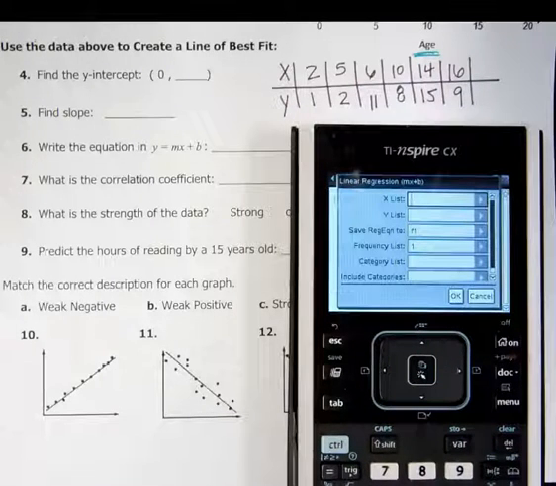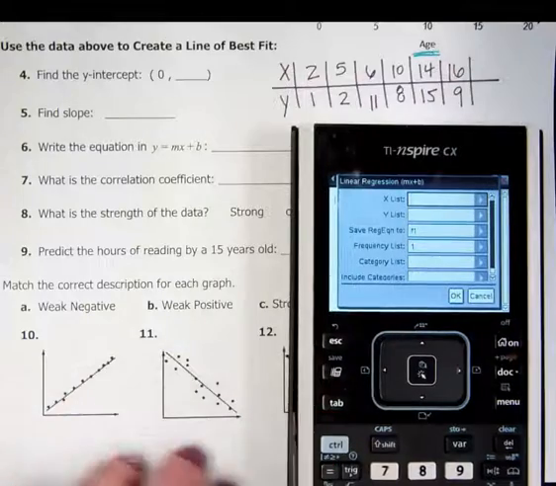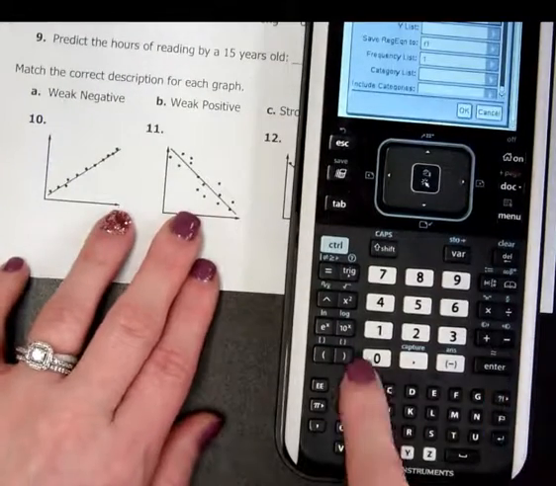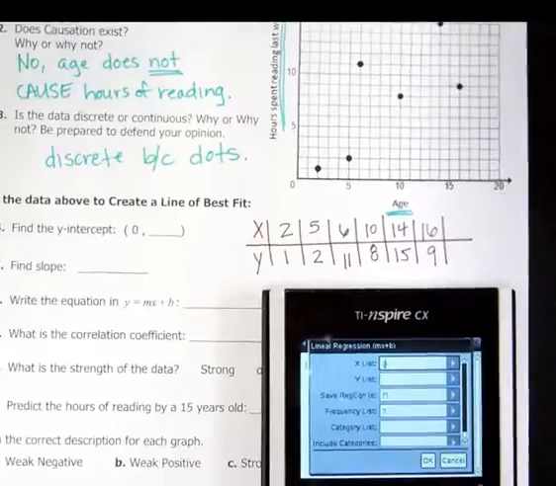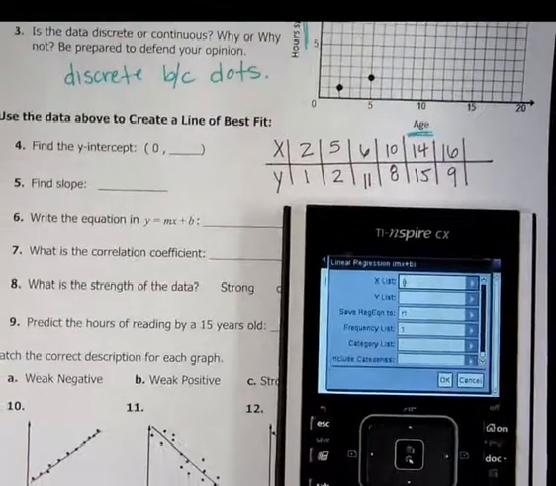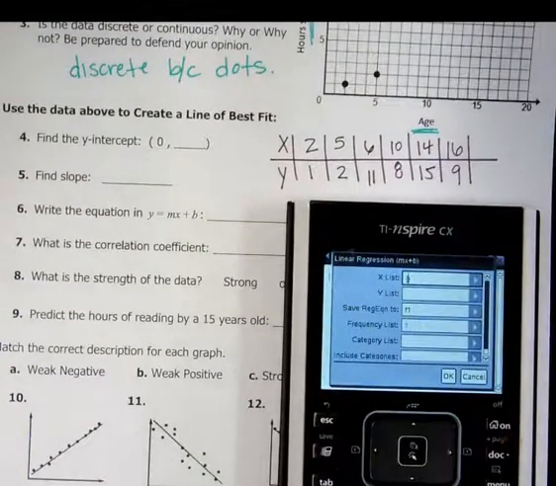I need braces. Control, close parentheses. So now I have my braces. I'm going to put all my x values and space them out with commas. So 2, 5, 6, 10, 14, 16.